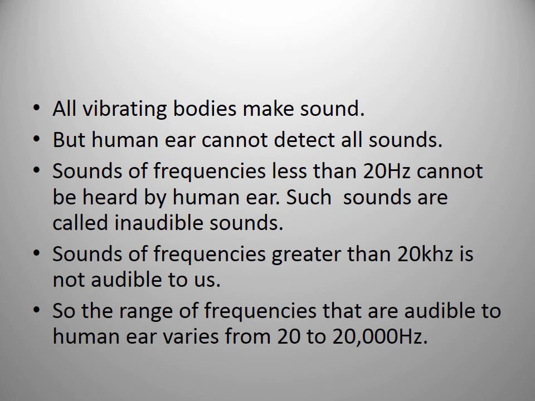Next topic is audible and inaudible sounds. You know that all vibrating bodies make sound, but human ear cannot detect all sounds of vibrating bodies. Sounds of frequencies less than 20 Hz cannot be heard by human ear. Such sounds are called inaudible sounds. Sounds of frequencies greater than 20 kHz is also not audible to us. So, the range of frequencies that are audible to human ear varies from 20 to 20,000 Hz. 20,000 Hz means 20 kHz.